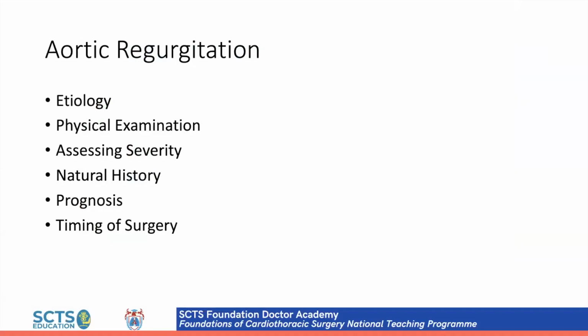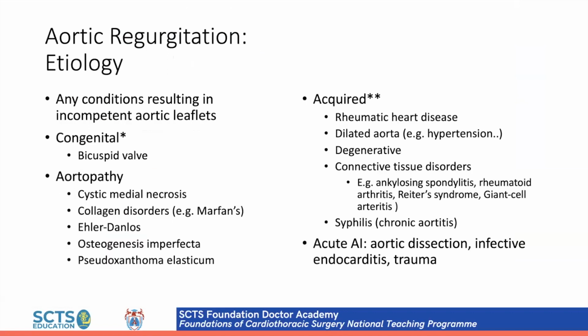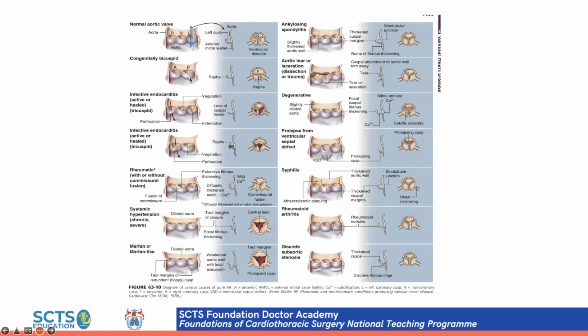Let's move on to aortic regurgitation. It's less frequent, and it has a much more diverse range of causes. It can be caused by conditions which are connective tissue disorders. A bicuspid valve is one of the common ones.